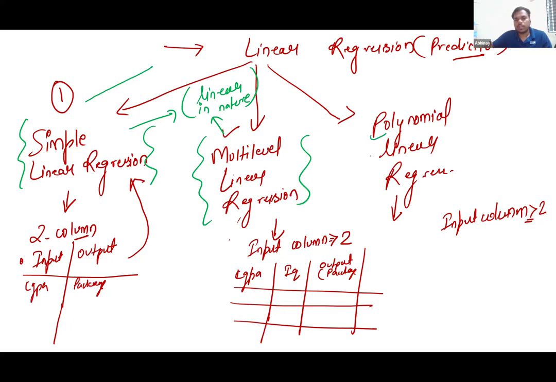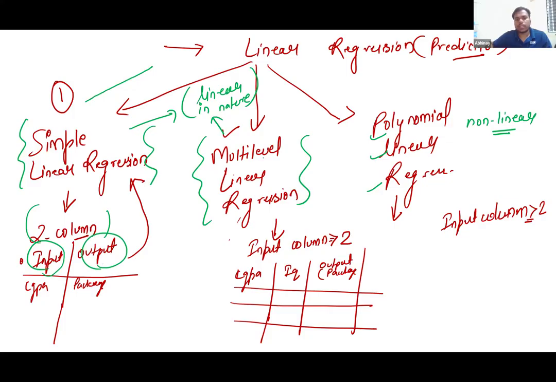But in case of polynomial linear regression, your data will be non-linear. So this is the major difference between these three things. These two will be linear. It will consist of only two columns. The one will be the input column, the other will be the output column, right?